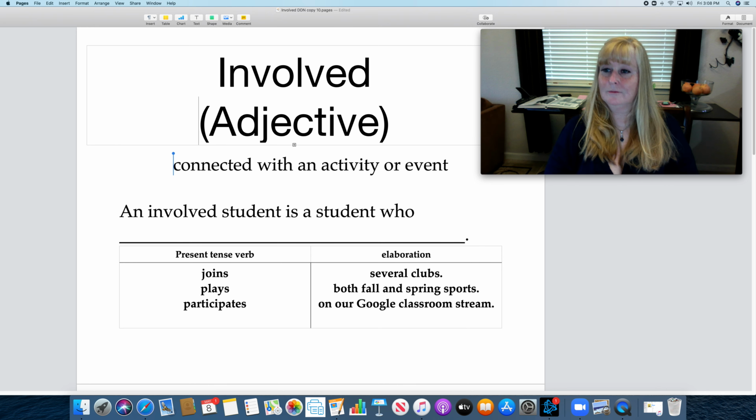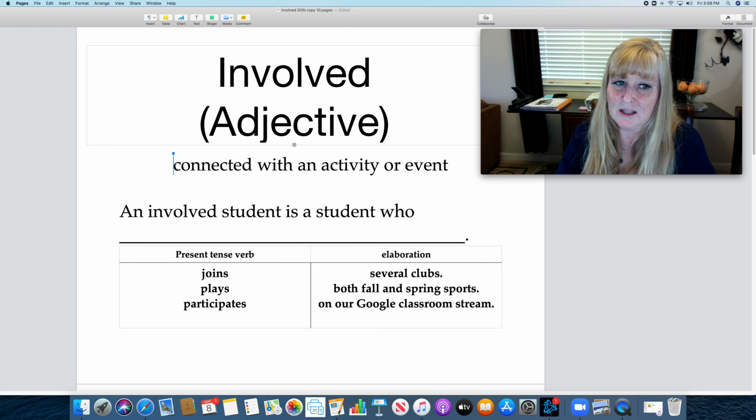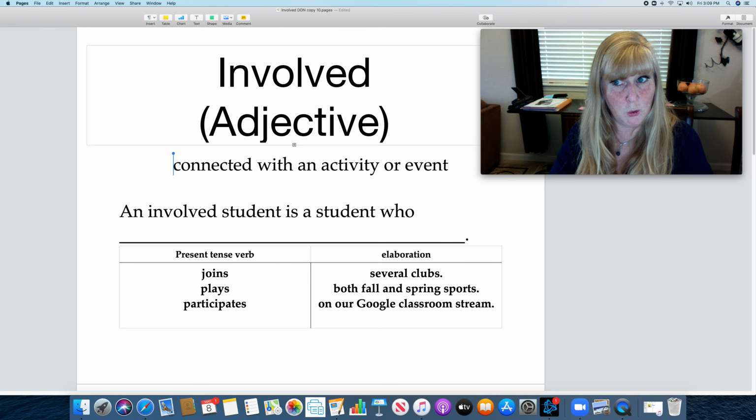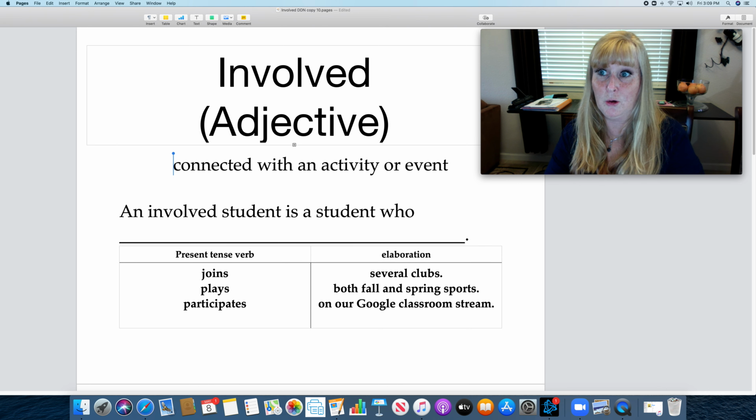Here's what I want you to do for today's Daily Do Now. I want you to think about what an involved student does. So an involved student is a student who, and after the who, there's a blank. I want you to think in the present tense. Now, present tense verbs end with an S if they are a singular verb. And we are talking about a singular student. So what does an involved student do?